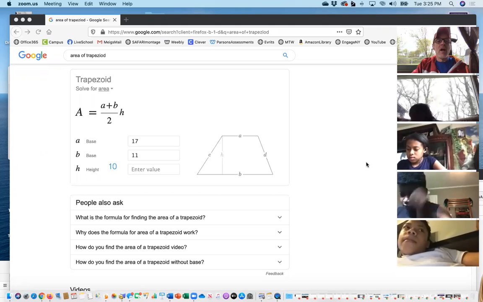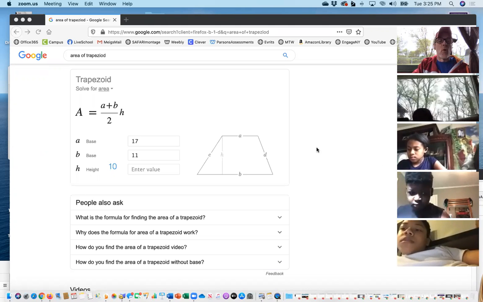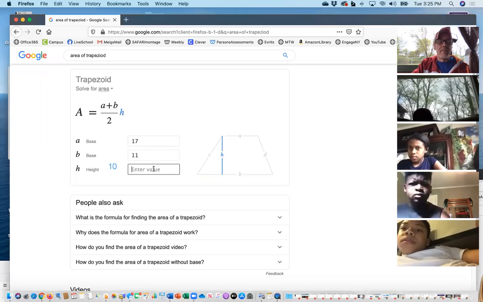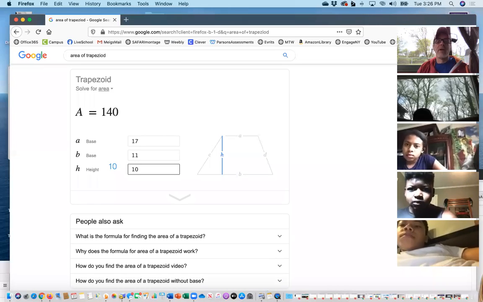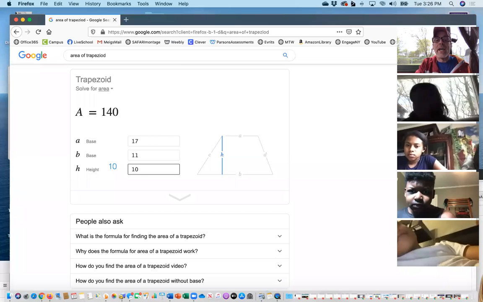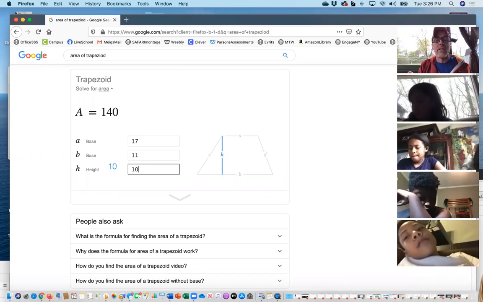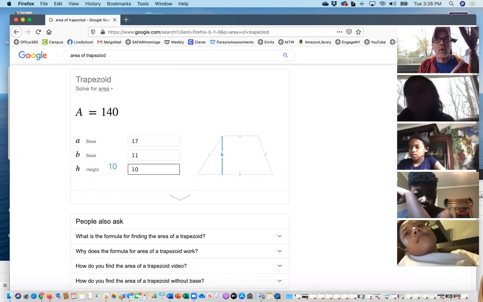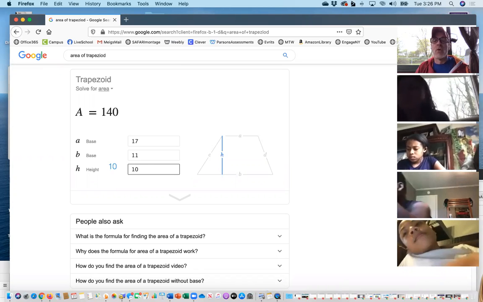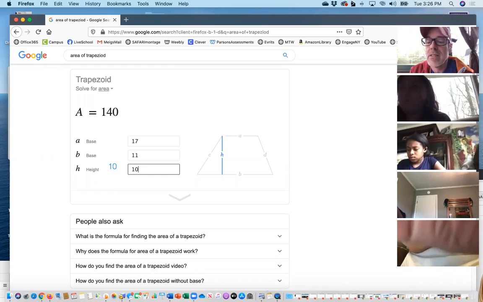All right, so you all said it's 140. So let's put it in here and see. There it is. Got it? So here's why. You take 17 plus 11, which equals 28, right? Half of 28, that's 14. What's 14 times 10? 140. Okay, questions or comments? Or questions about your other things?